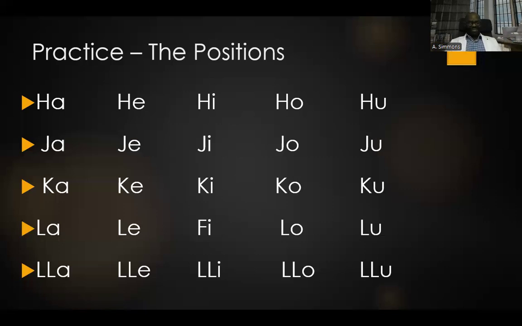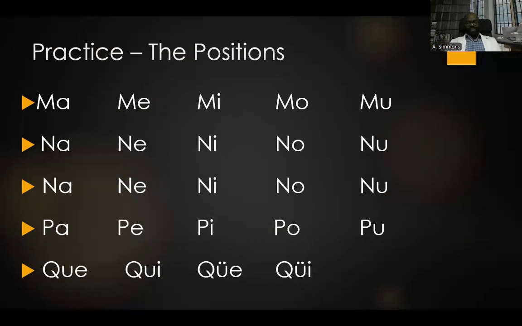Okay. Practice. Ma, me, mi, mo, mu. Na, ne, ni, no, nu. Nya, nye, ni, no, nu. Notice the tilde isn't there. You see I got the NA right here? There should be a tilde over that, signifying nya, nye, ni, no, nu. Oh, that's serious. I apologize about that.